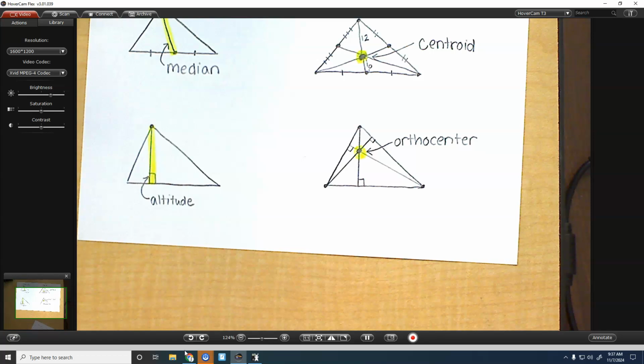All right, check on your neighbor, see if they've got a decent looking triangle. Make sure you got your right angles drawn on that.